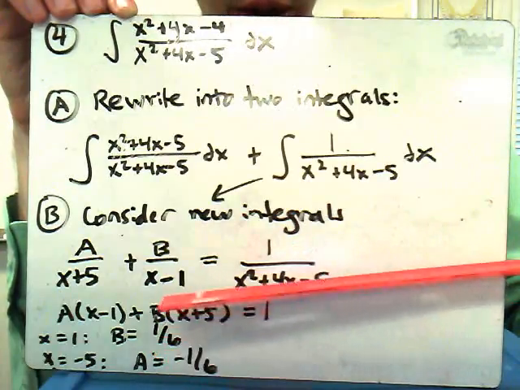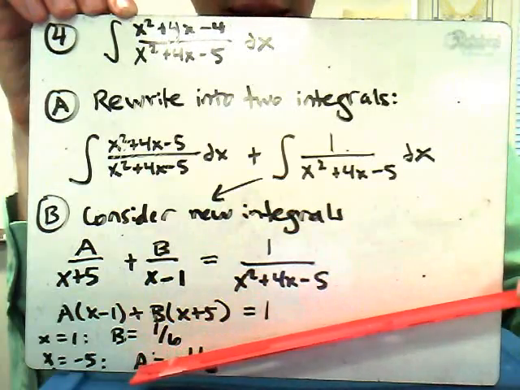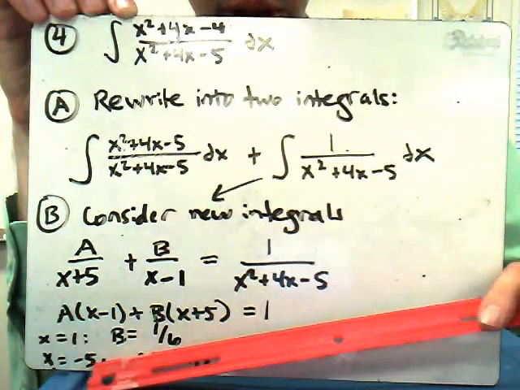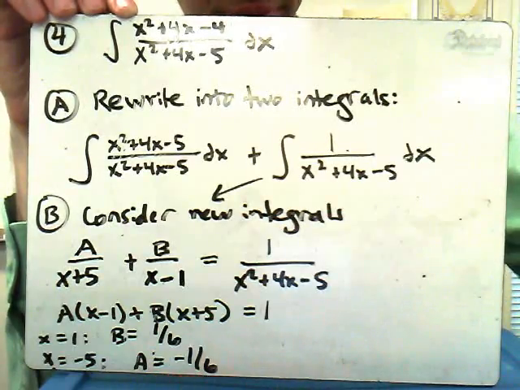Plugging in x is equal to 1, which is the value where x minus 1 is equal to 0, we find that b has to be equal to 1/6, and plugging in x is equal to negative 5, we find that a is equal to negative 1/6.